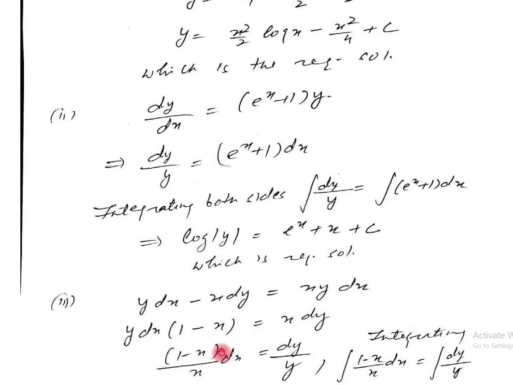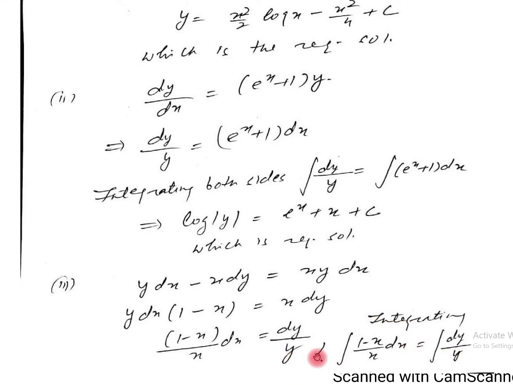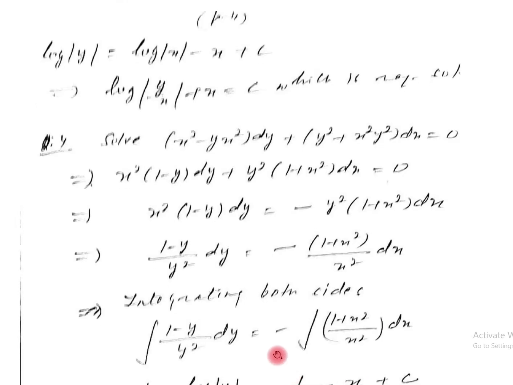Now again in this question, let us see, again we should try to separate the variables, first arranging the terms like this. Then by separating the variables we are getting 1 minus x upon x dx equal to dy upon y. Then integrating both sides, we can easily separate the term as 1 upon x minus 1 dx. Then integrating both sides, we are getting log of y equal to log of x minus x plus c.